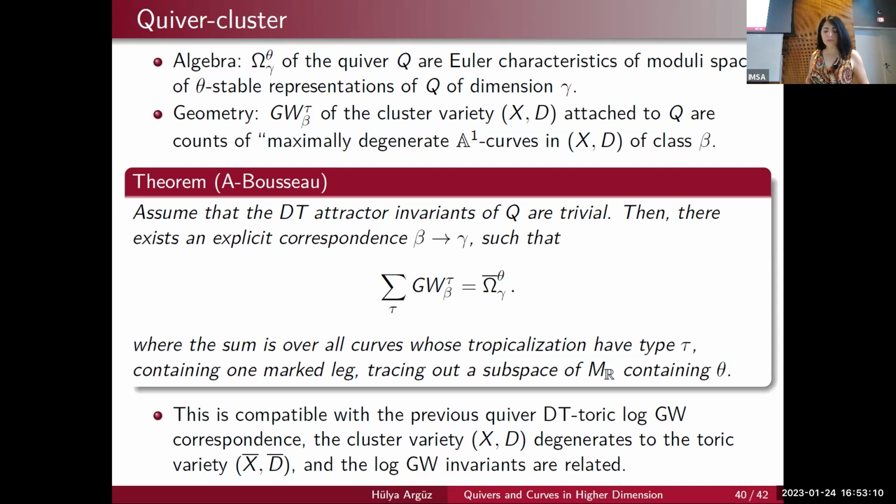And our theorem in our work in progress states that if you're in the situation where all your attractor DT invariants are trivial, then there's an explicit correspondence between your homology class beta and your dimension vector gamma, such that the sum of Gromov-Witten invariants of log curves of a given type theta, where you sum over all possible types, is equal to your quiver DT invariant. And this result is sort of compatible with the result I told you, the relationship between quiver DT invariants and log curves in toric varieties.